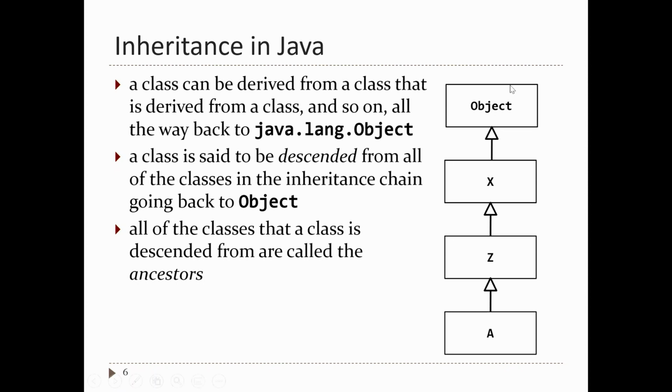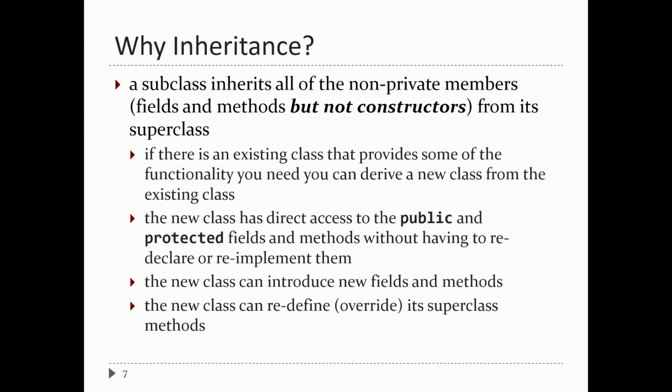You can also say that the classes Object, X, and Z are the ancestor classes of A. Okay, so why do you want to use inheritance? A subclass inherits all of the non-private members, fields and methods, but not constructors, from its superclass.